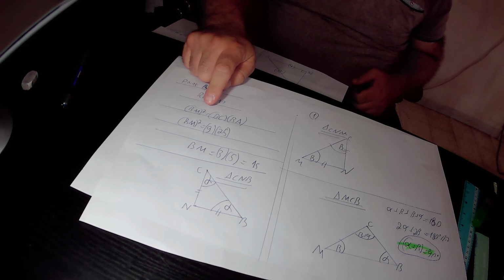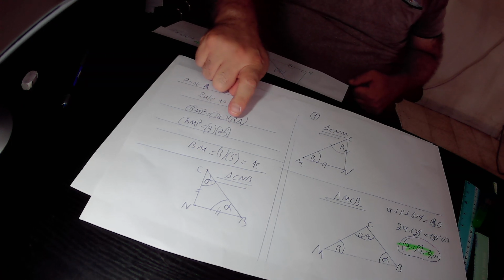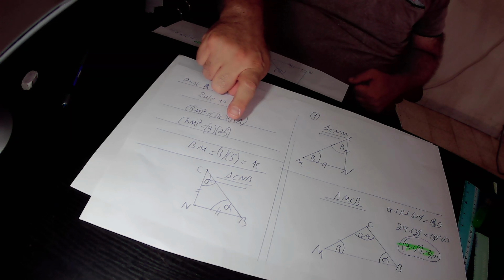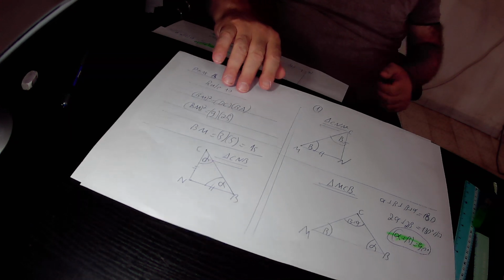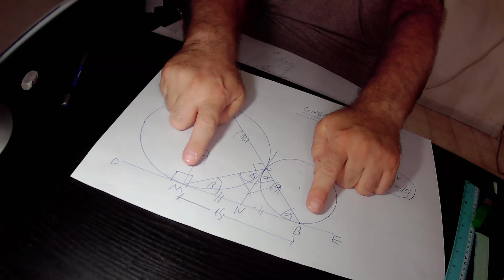Here we took a root out of this equation and finally found out that BM equals the square root of 9, that is 3, times the square root of 25, that is 5. So in total, BM equals 3 times 5, that is 15. So we found out that the length of this tangent MB is 15 units.